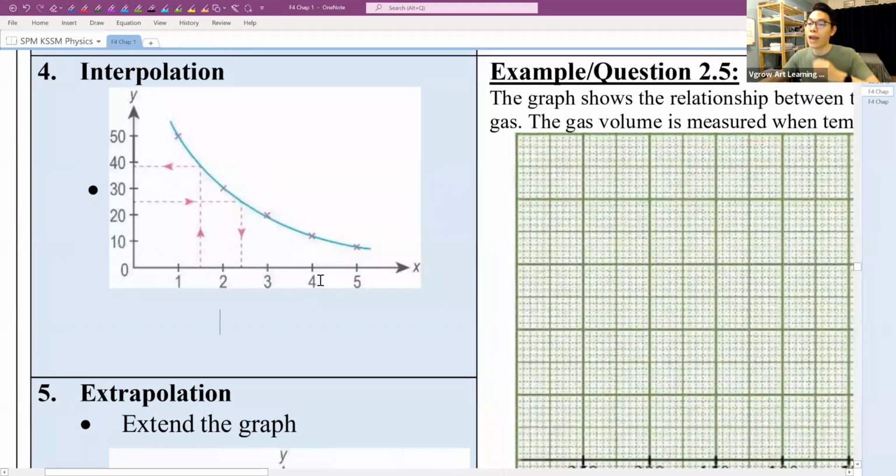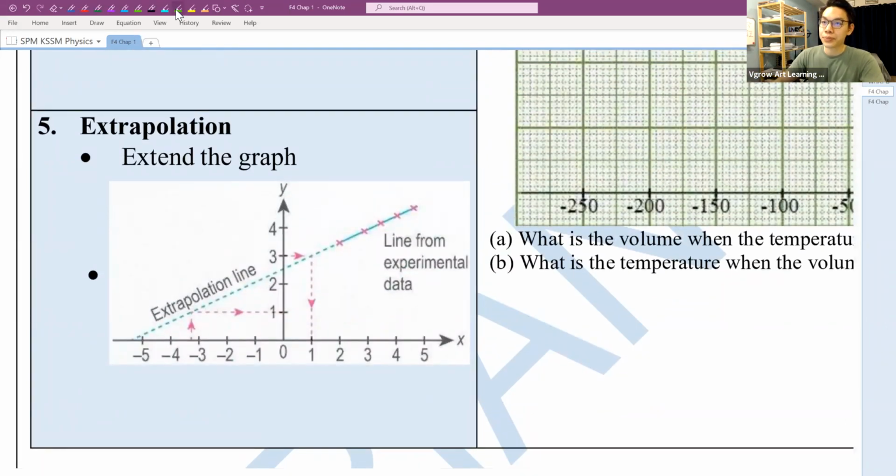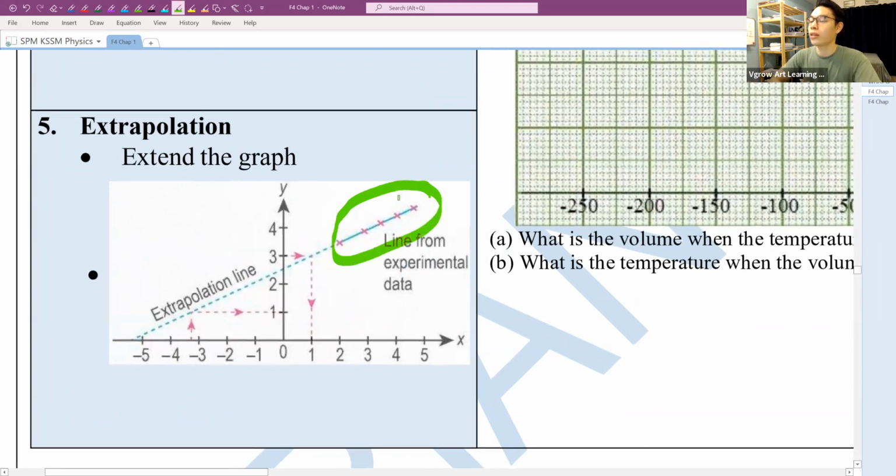Extrapolation means you extend the graph. So maybe the graph you draw is only this short. But the values that you want is not in this short little graph here.